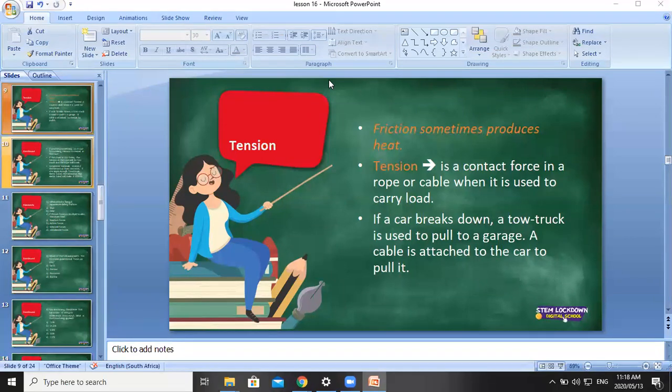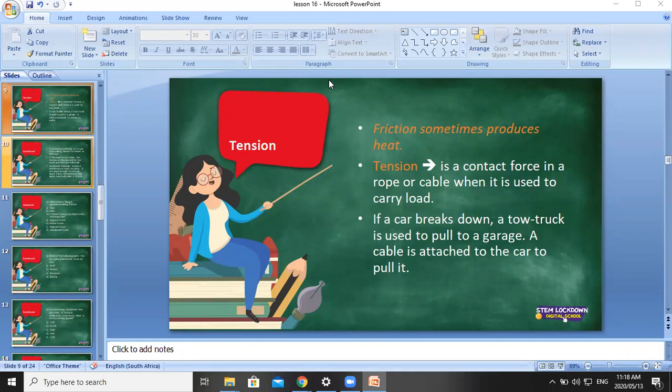Let us now look at tension, grade 9. What is tension? Tension is also a type of contact force. So I will say to you in our long homework for a long weekend, state three types of contact forces, grade 9.